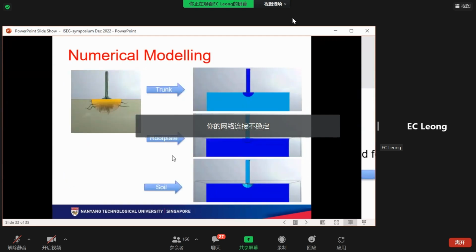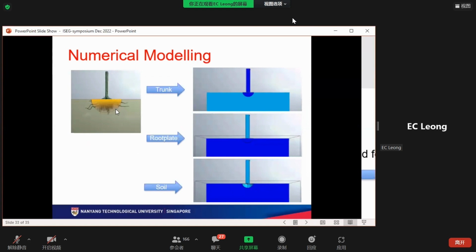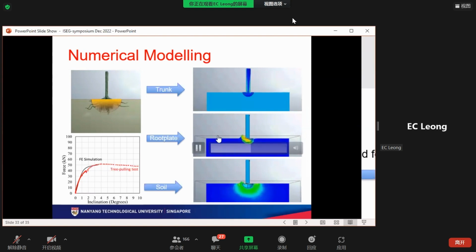We also did a further in-depth study of the tree from the data that we obtained using finite element. We are able to simulate the response very well. What you see is actually the three components working. This is showing the stresses in the trunk, this is shown in the root plate, and this in the soil. This allows us to take a closer look at the mechanism that is causing this failure to take place. The magnitudes of stresses are different. That's why you are seeing three different animations.